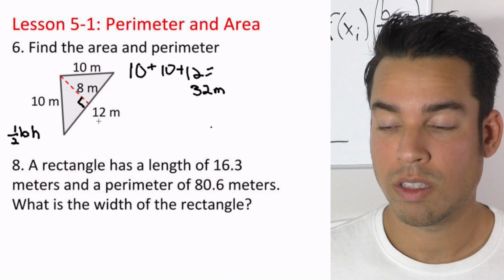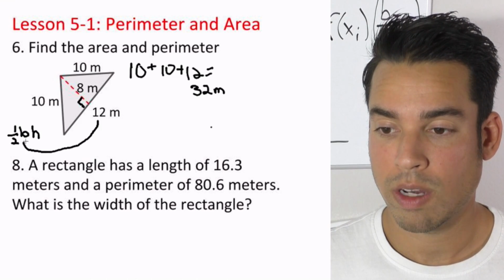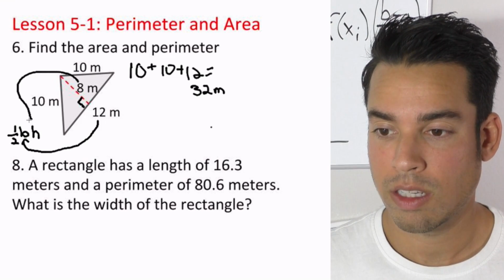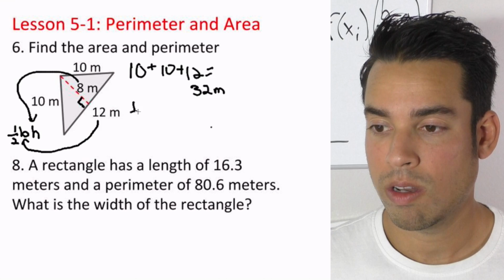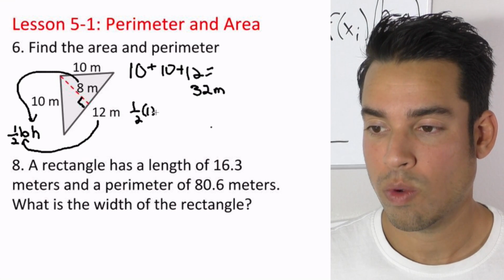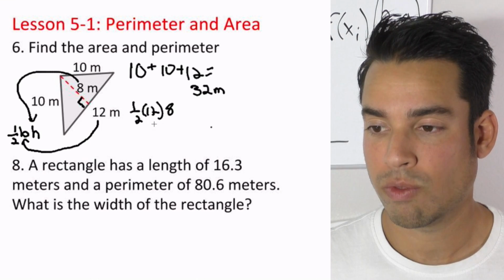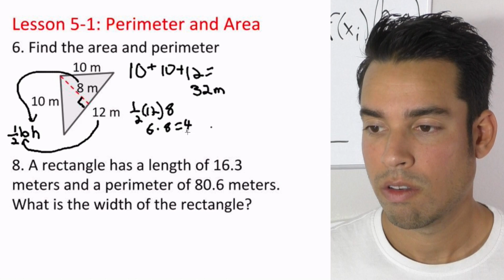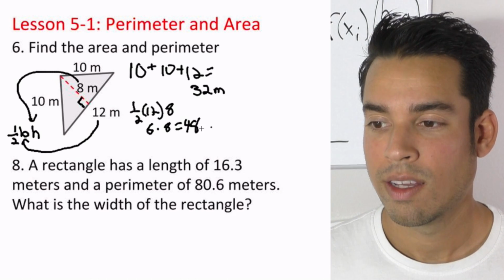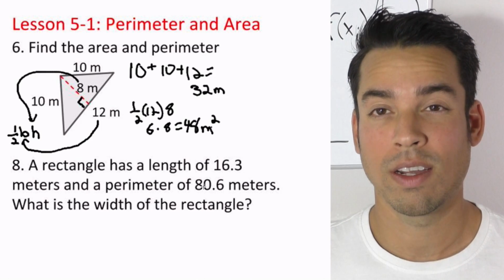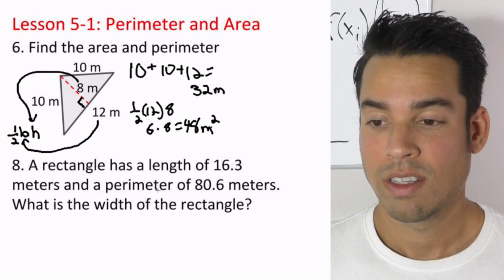So 12 is going to be our base, which goes right here, and our height is going to be 8, which goes right here. So if we plug these in, we got 1/2 times 12 times 8, and we do the multiplication. 1/2 of 12 is 6, times 8 equals 48. But 48, what? This is area, so it's 48 square meters, or meters squared is the way you can say it. Now let's look at this guy.